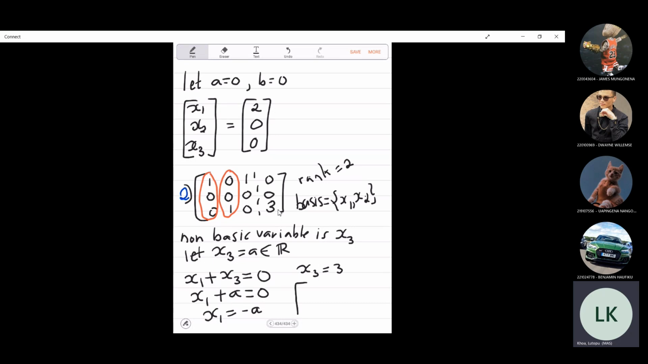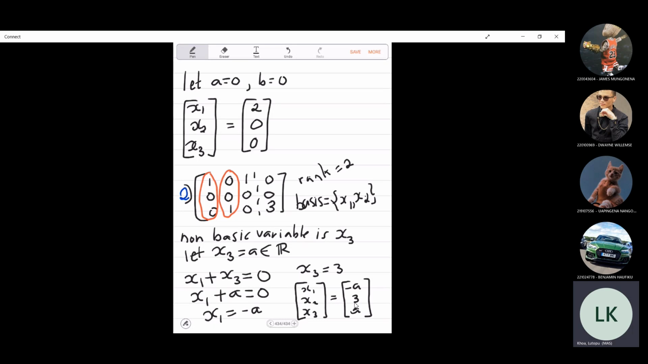So when we write down our solution of x1, x2, and x3 here, the solution for x1 will be minus a, we have 3, and then we have a over here. Okay, so that is our solution like that. And the usual one that we pick is when a is equal to 0. So here you'll have 0, 3, and 0.